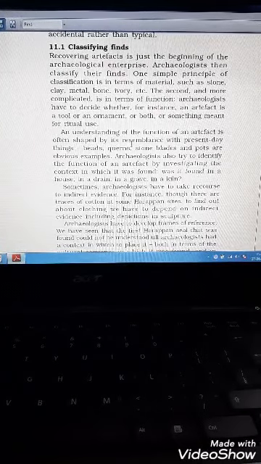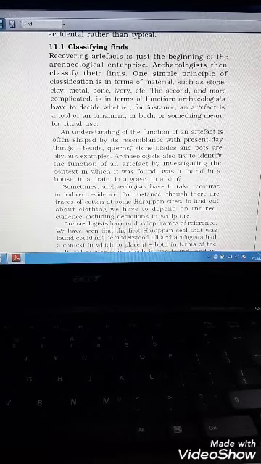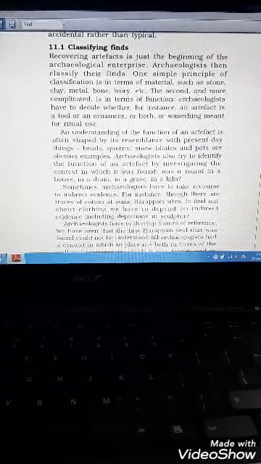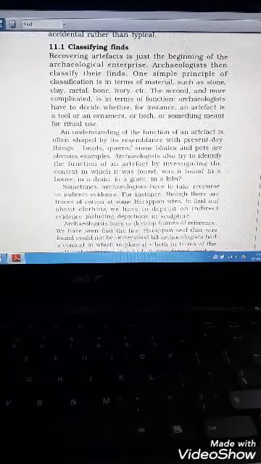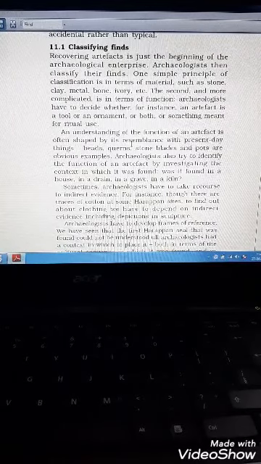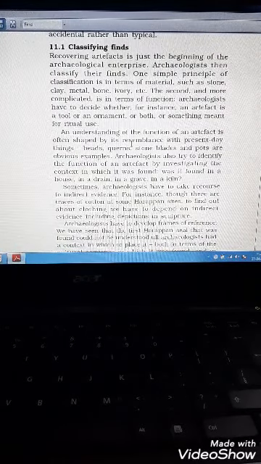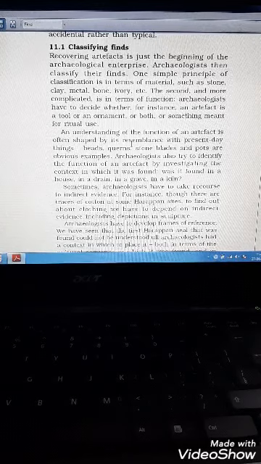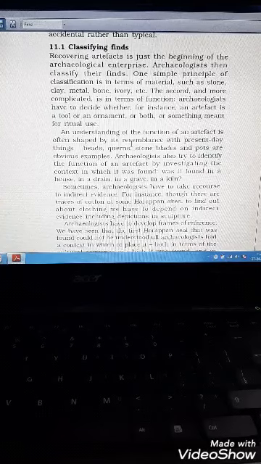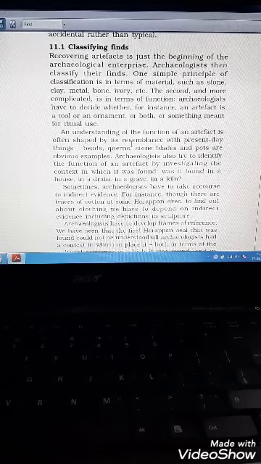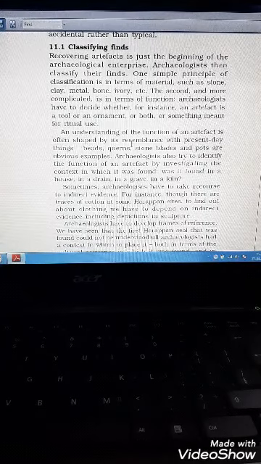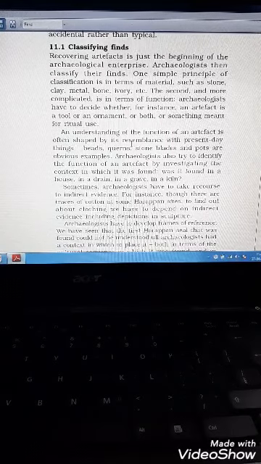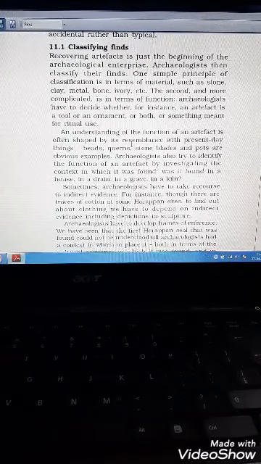The second was in terms of function: for whatever material they found, they started identifying for which purpose it was used during that time period. Now archaeologists have to decide whether an artifact is a tool or an ornament or both, or something meant for ritual uses. Was it used as a tool, was it an ornament, or was it used for ritual purposes? They started identifying that.